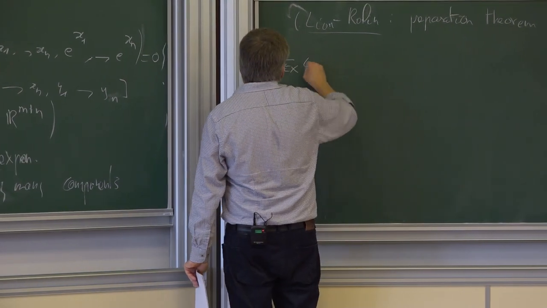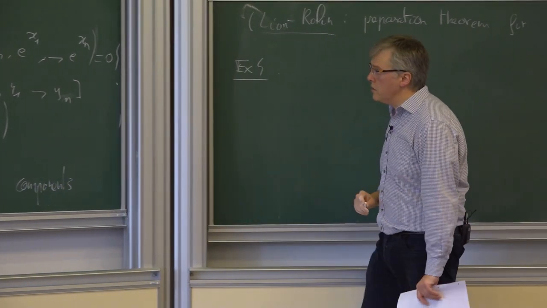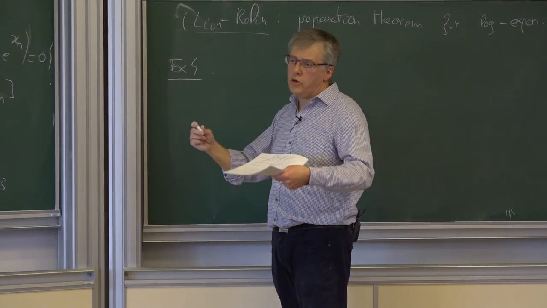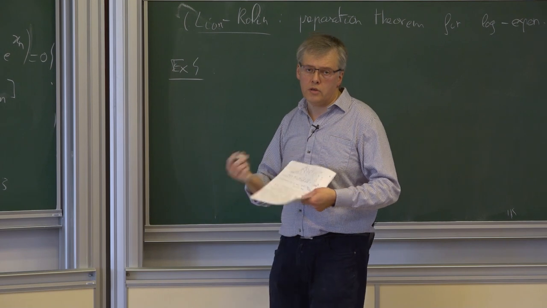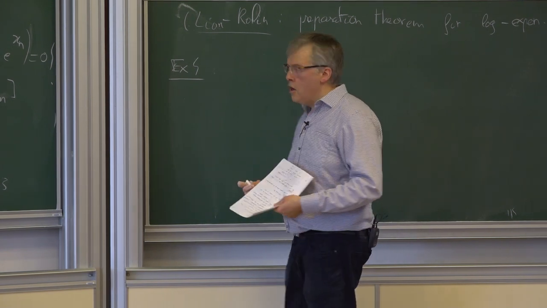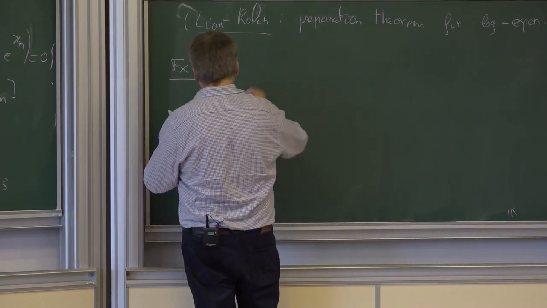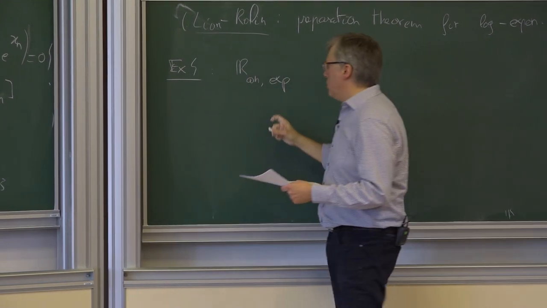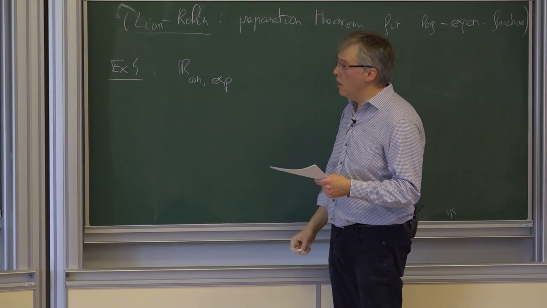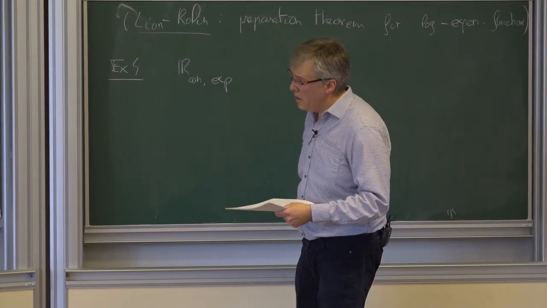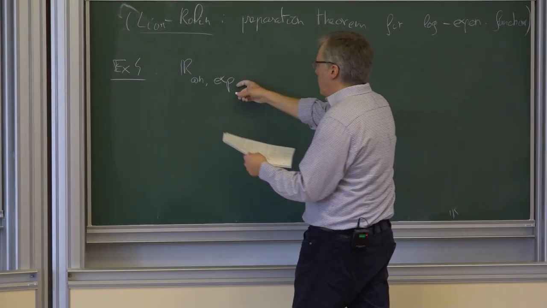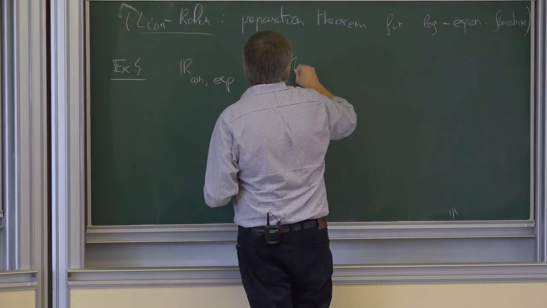Example four, and this is the one I will use later in the course: usually if you take two o-minimal structures, then the structure generated by those two is certainly not o-minimal. But in this particular case, this is true. So you can take the structure generated by all restricted analytic functions and the real exponential, and this is still o-minimal.